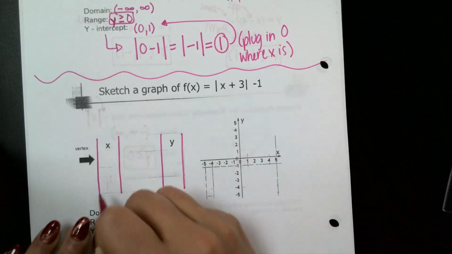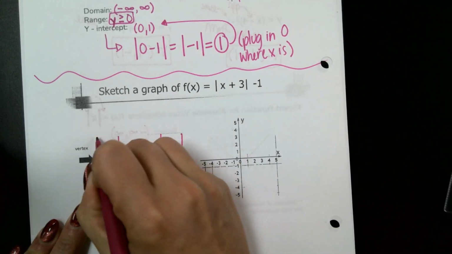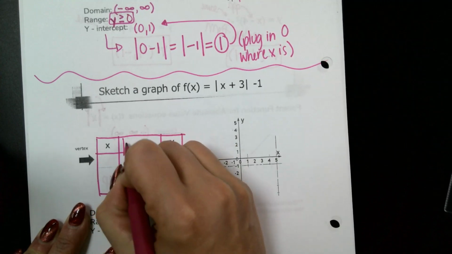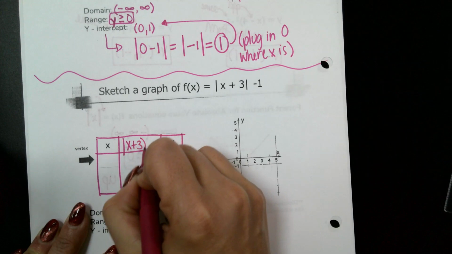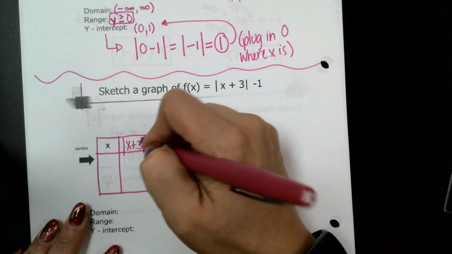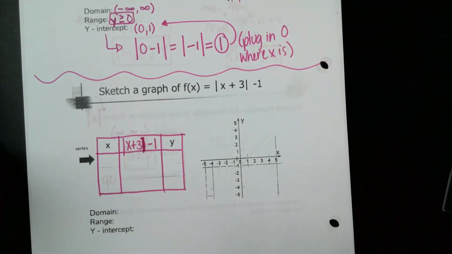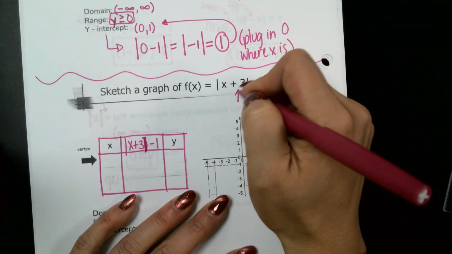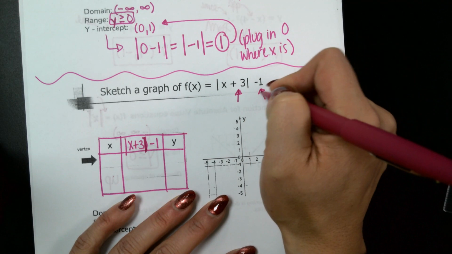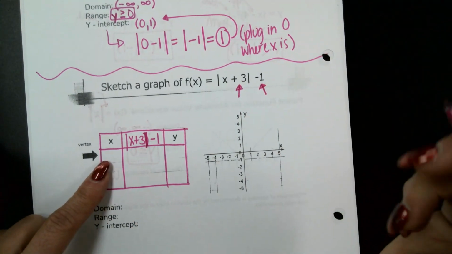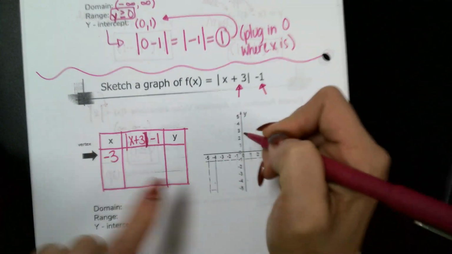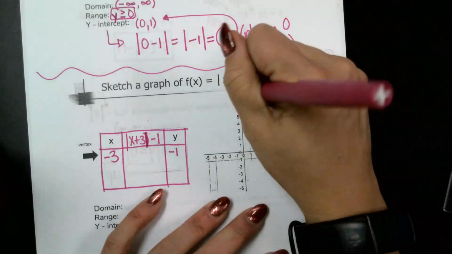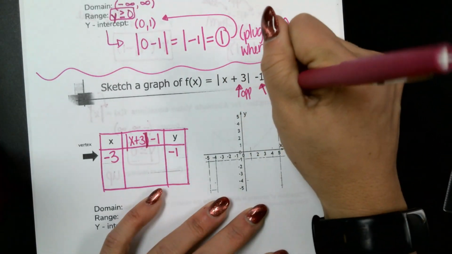We're going to start with our chart. And the function is the absolute value of x plus 3, and then minus 1. Okay, now we can go ahead and get our vertex right away. Opposite, same. So what's my vertex? -3, comma -1. So opposite of this, same over here.